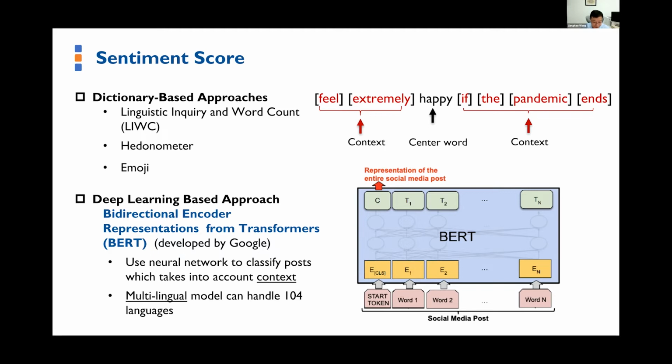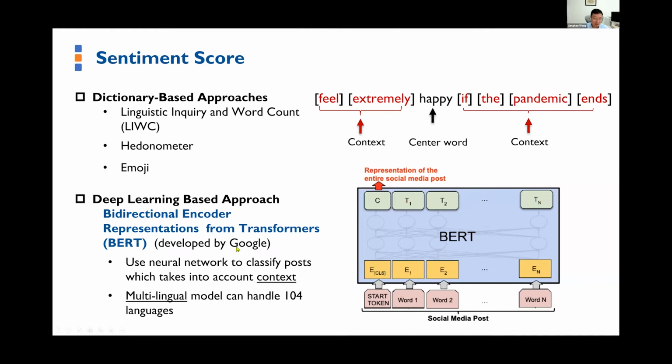The deep learning approach transfers the post, just like a text, into a vector. For example, a sentence can be transferred into a vector including both the center word and the context, and we can use a neural network to train the model and obtain the sentiment scores.